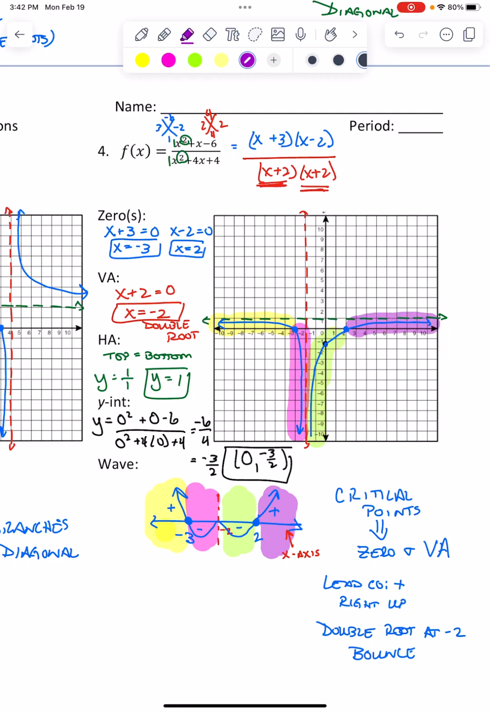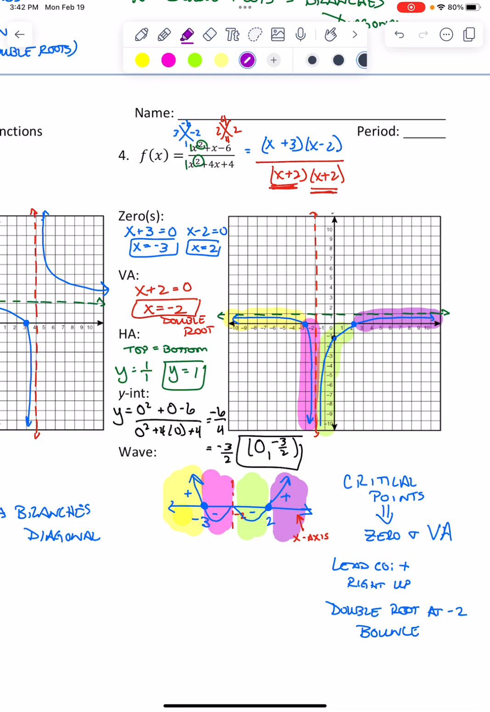So that's how we're going to do the wave. Now, like I said before, we didn't necessarily need it on this one because we already had points in 2 areas, so we knew where the branches needed to go. But if we only have points in 1 area, we're going to have to do the wave, all right? So that's what we're working with.